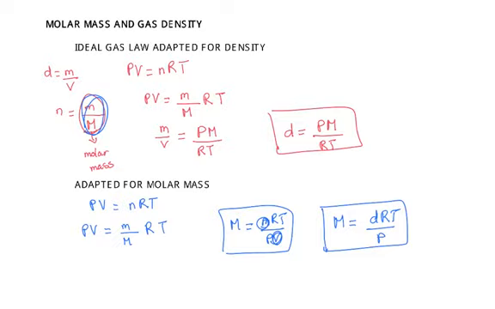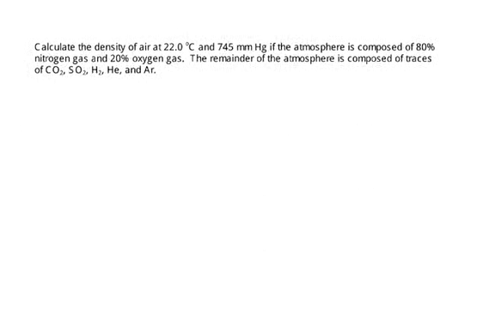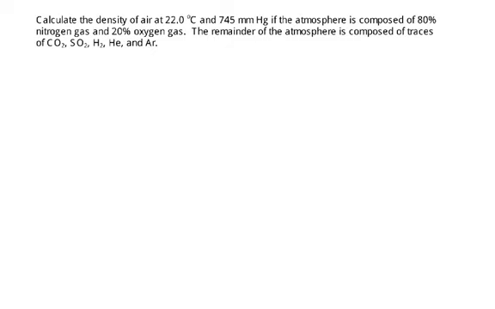So let's try a problem. We want to calculate the density of air at 22.0 Celsius. Let's go ahead and convert that to Kelvin before we forget. So 22 Celsius would be 295 Kelvin. And 745 millimeters of mercury, so we're given temperature and pressure. If the atmosphere is composed of 80% nitrogen gas and 20% oxygen gas. The remainder of the atmosphere is composed of traces of CO2, SO2, H2, He, and Ar.